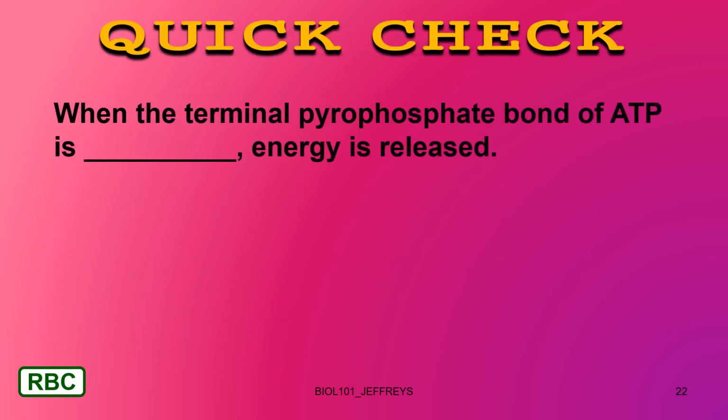Okay, quick check. When the terminal pyrophosphate bond of ATP is blank, energy is released. All right. So we're going to do something to the terminal pyrophosphate bond of ATP to release energy. What are we doing to that bond? When that bond is catalyzed, we release energy.